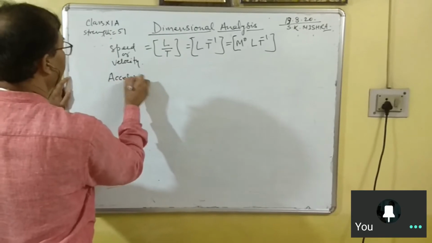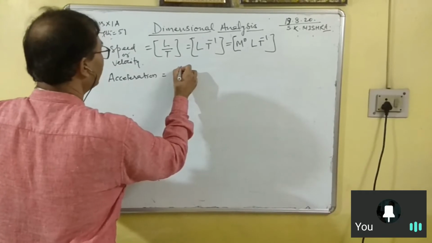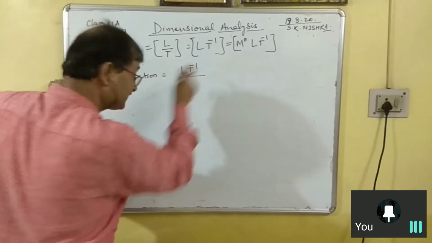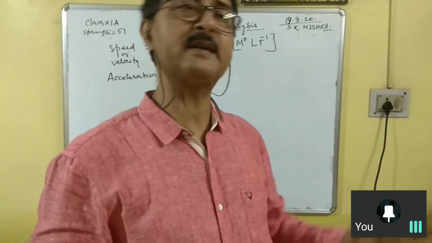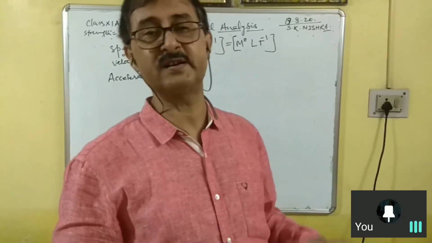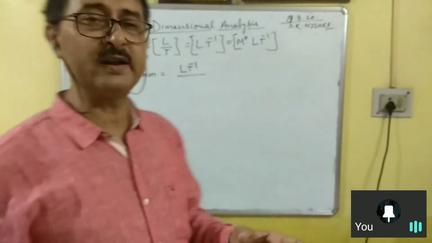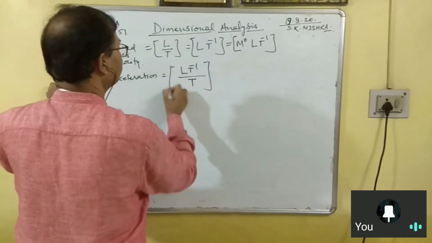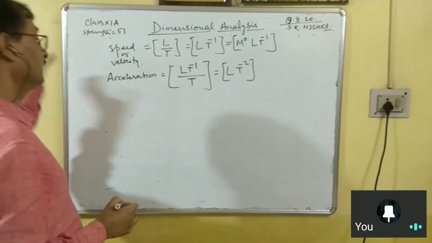Acceleration. So how will you find the dimension of acceleration? This is rate of change of velocity. So L T minus 1 is for velocity, and whether you are talking about change in velocity or velocity, they have the same dimension. Velocity minus velocity, that is called change, so the unit is velocity only. So L T minus 1 divided by T, the rate of change of velocity, so this is L T minus 2. This is the dimensional formula of acceleration.